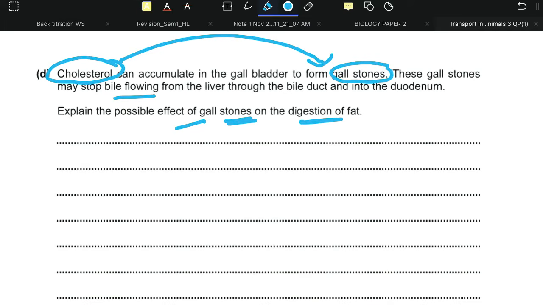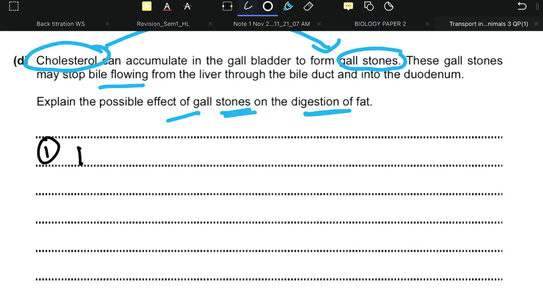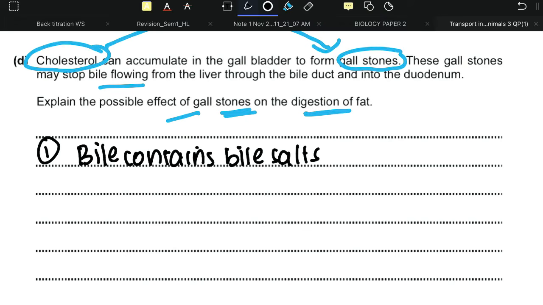And here you have to talk about what exactly bile is. What does it contain specifically that helps in the process of digestion of fat, right? So when we look into that, we have to say that bile contains bile salts, right? And what do these bile salts do? These bile salts help in the emulsification of fat. This term emulsification is very important. It's a key term, all right?